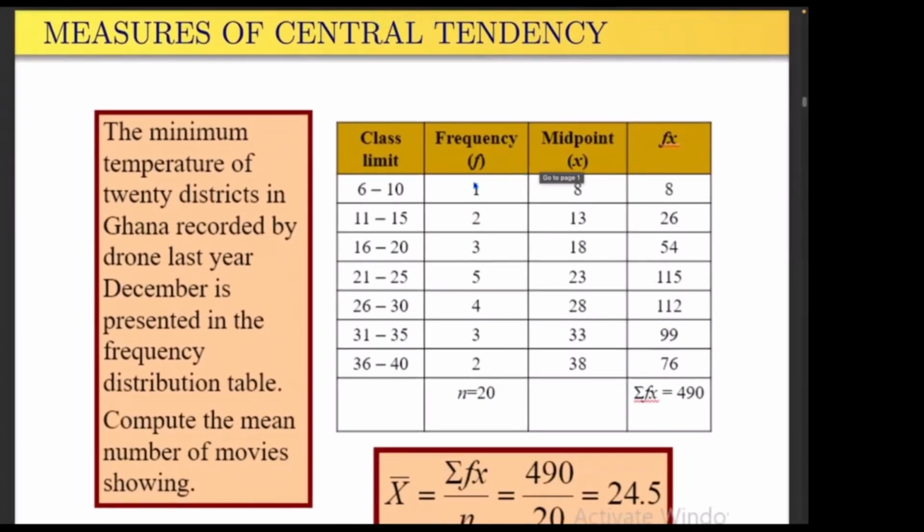So like 1 here, then 1 plus 2, you get what? 3. 3 plus 3, you get what? 6. 6 plus 5, you get what? 11. 11 plus 4, you get what? 15. 15 plus 3, 18. 18 plus 2, 20. So that one, we don't have anything like the summation. It ends at that end.